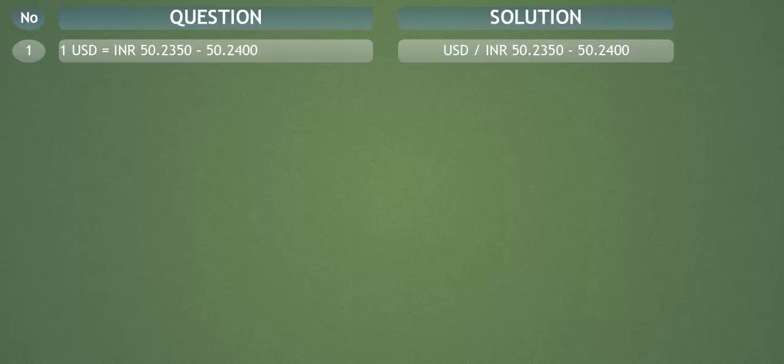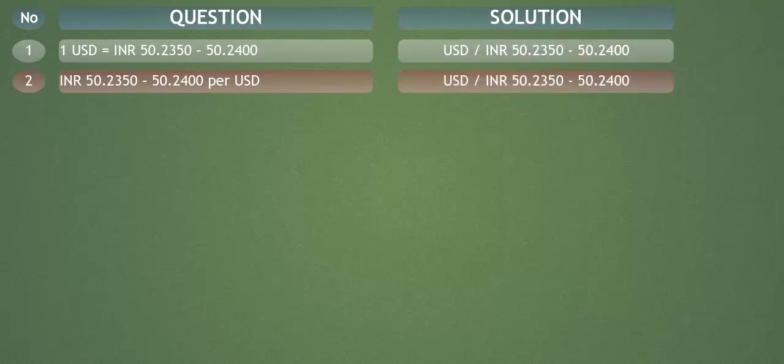Third question: 50.2350 Indian rupees minus 50.2400 slash USD. In this question, INR has a variable amount of 50.2350-50.2400. Therefore, USD automatically becomes 1. Since USD is equal to 1, it will be on the left-hand side and on the right-hand side will be INR. You can try to solve question number 4 onwards now. Different currencies are used, so try to read the entire currency name. If you fail to understand a currency name, then check the exercise book.